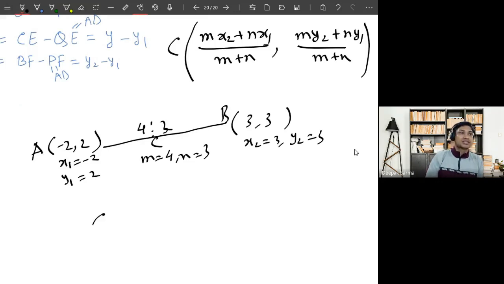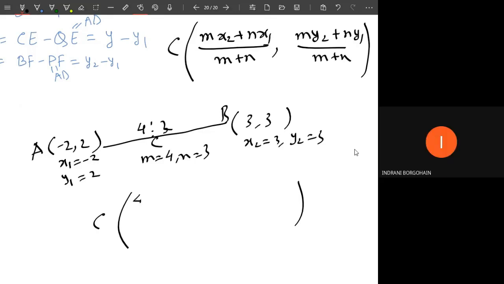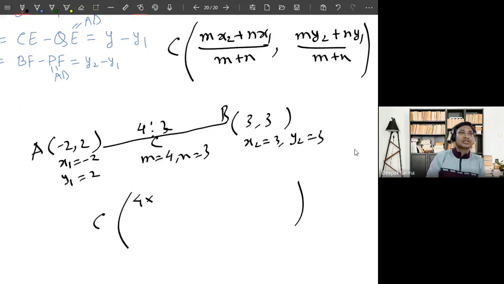What is C here? The x coordinate is m x2 plus n x1, by m plus n. What is m here? 4. So 4 into x2. What is x2? 3. Plus n x1. n is 3. What is x1? It is -2. By m plus n, so this is 4 plus 3.